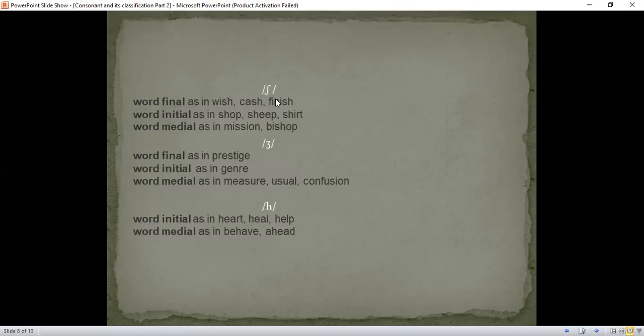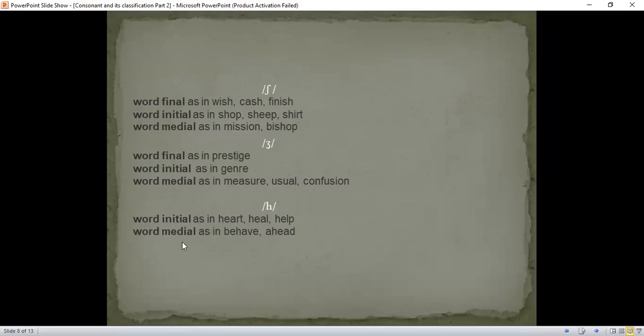So here are some examples of the sh sound. Word final as in wish, cash, finish. Word initial as in shop, sheep, and shirt. Word medial as in mission and bishop. Here are some examples of the zh sound. Word final as in prestige. Word initial as in genre. Word medial as in measure, usual, and confusion. And here are some examples of the h sound. Word initial as in hurt, heal, and hell.